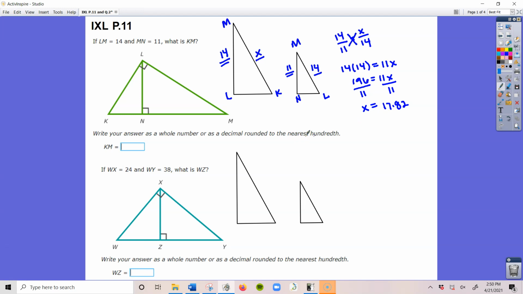Now the question tells you to round to the nearest hundredth, so that's 2 decimal points. That's why I rounded it to those 2 decimal points. So 17.82 would be the answer.